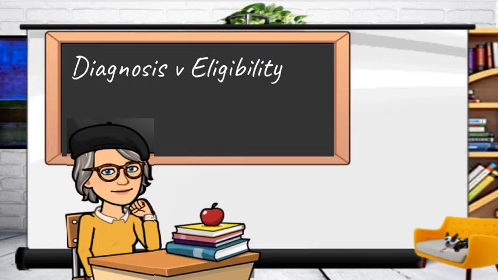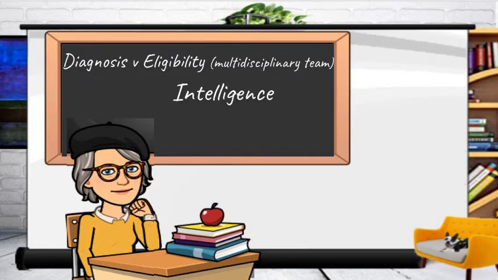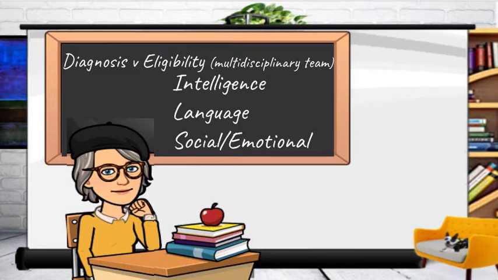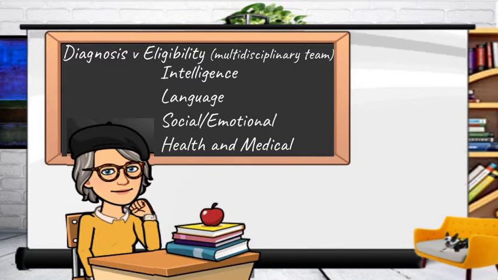We'll talk a little bit about diagnosis versus eligibility, how those are different, and the role of the multidisciplinary team. We're also going to look specifically at some terms, intelligence. We're going to look at language specifically, and then we're going to break down the different components of language. We're also going to look briefly at social and emotional characteristics of children, and then also some health and medical status information.